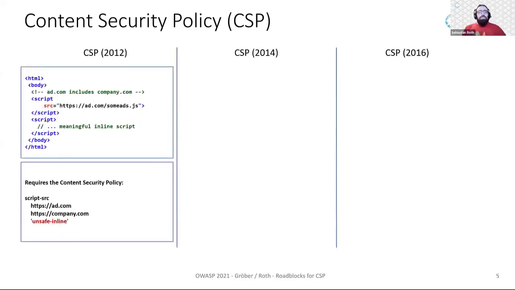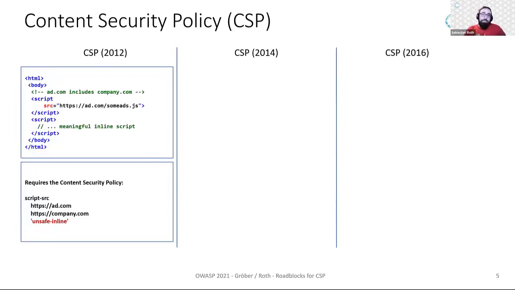CSP was already developed in 2012. And in a snippet here, you can see that there is a script from ad.com that programmatically adds a script from company.com. And there is also an inline JavaScript present in the HTML. Back in 2012, the only possibility in CSP to allow those scripts was to add the domains to the allow list and also allow the execution of inline scripts using the unsafe-inline expression. However, this would also allow an attacker to inject inline JavaScript.